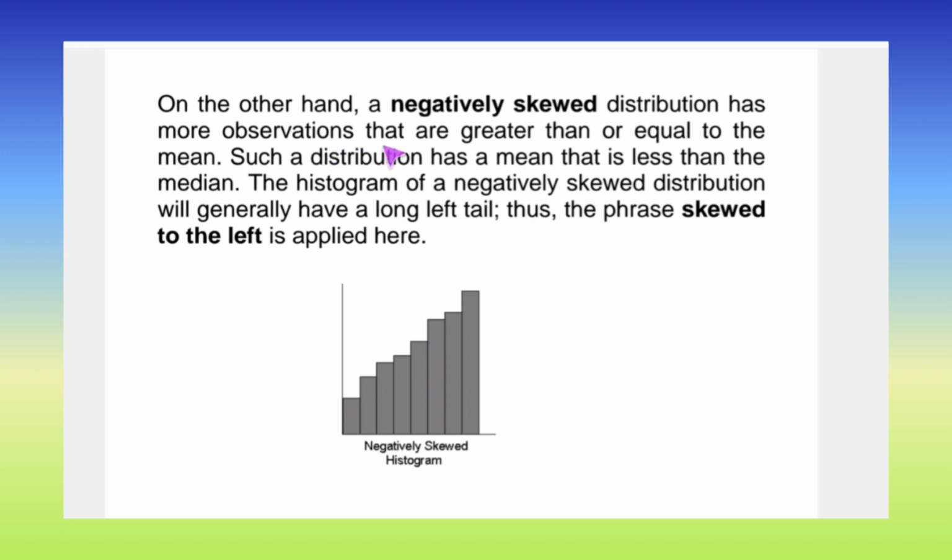On the other hand, a negatively skewed distribution has more observations that are greater than or equal to the mean. Such a distribution has a mean that is less than the median. The histogram of a negatively skewed distribution will generally have a long left tail. Thus, the phrase skewed to the left is applied here.